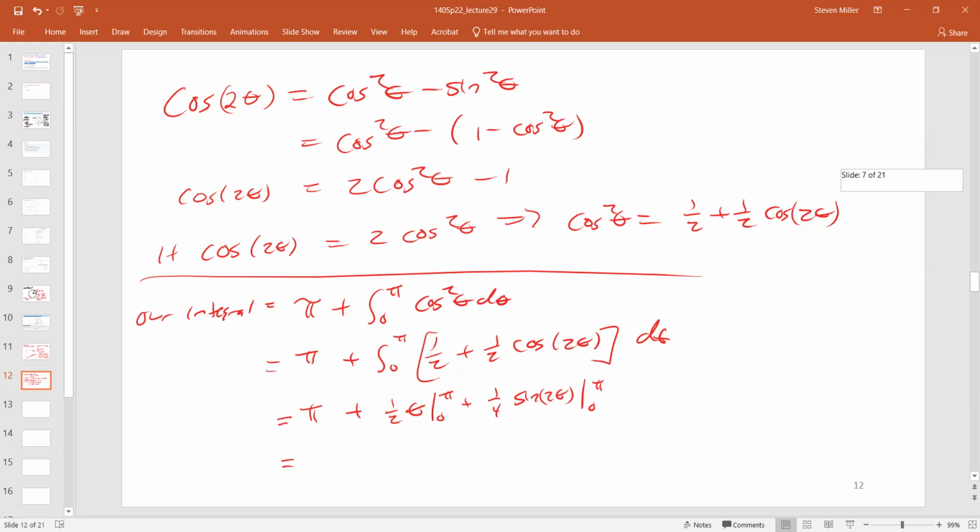And so this is just going to become 3/2 pi, because the second one is 0. And so this is a way to finish up the integration. Some of these I could have actually done a little bit faster by noting that if I integrate cosine 2 theta from 0 to pi, that's basically very similar to integrating cosine theta from 0 to 2 pi. I'm going through a full cycle.